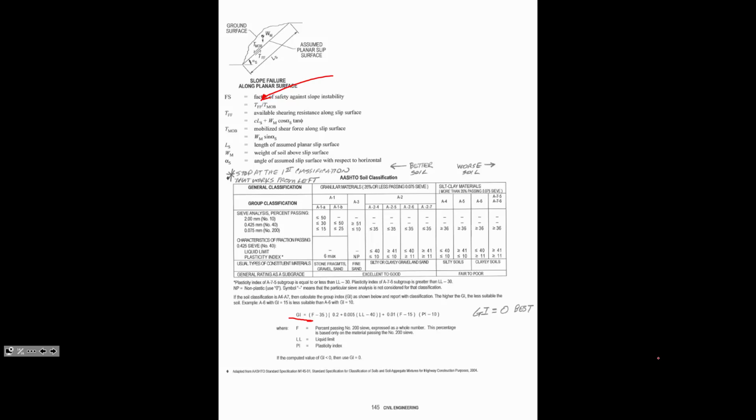I have seen a few problems recently with calculating the group index. The lower the group index is, the better the number is. And here again, they're going to give you the three values. They're going to give you the percent passing. They're going to give you the liquid limit, the plastic limit, or the plasticity index. Make sure which one you're getting from them when they give it to you. And it's just a simple plug and chug there. Come up with that number.